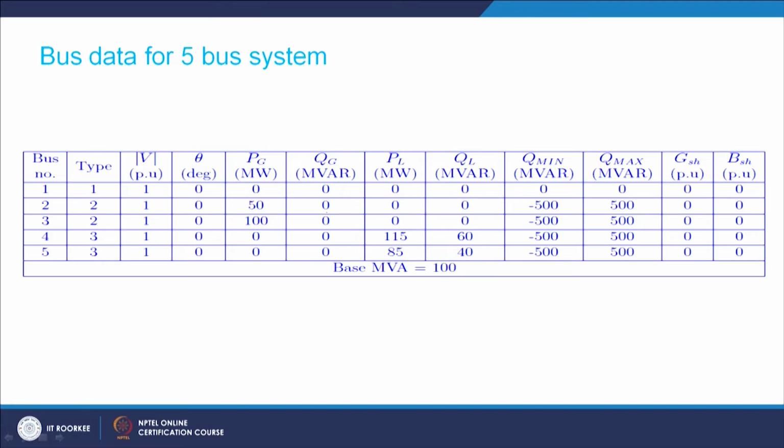And injected real power at bus 2 would be 0.5 per unit, and that at bus 3 would be 1 per unit. And for bus 2 and bus 3, Q min would be minus 5 per unit and Q max would be plus 5 per unit. So, everything we should convert into per unit, because we have already discussed in the first or second lecture, we do our calculation everything in per unit to eliminate the problem of the turns ratio of the transformers.